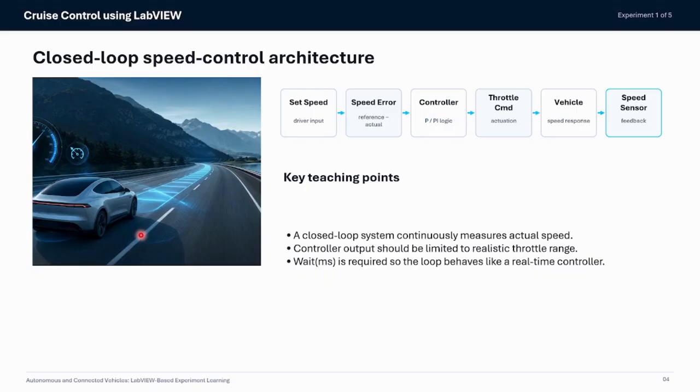Actually, here we use closed loop control. We fix the set speed, compare it with the actual speed, and generate the speed error, used by the P controller to control the system and the throttle command. Then we maintain the vehicle speed. It works as closed loop control, continuously measuring the actual speed. The control output should be limited to the realistic throttle range. We put in a wait of milliseconds to make the loop behave like a real-time controller.